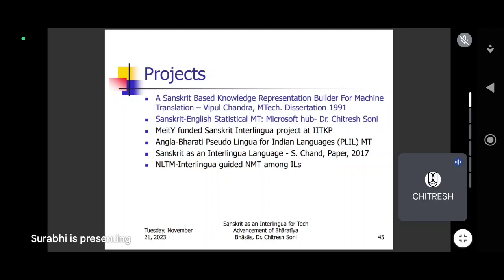Then Sanskrit as an interlingua by S. Chand. This paper was published in a Springer volume, Electrical Engineering, something like that, in 2017. It was not freely available on the internet, so I read the abstract. And then NLTM, interlingua guided NMT among Indian languages. It has to be interlingua guided NMT, and the institutions implementing this interlingua have already decided that. But whether Sanskrit has to be the interlingua or not is still the question. They have still not decided. It is still a pilot. Next, please.